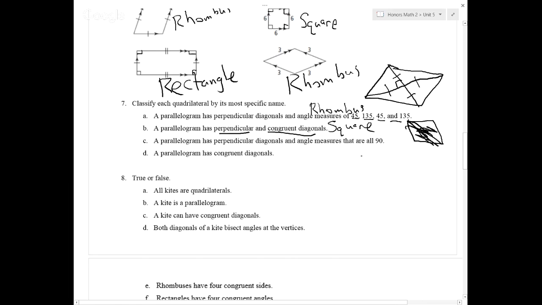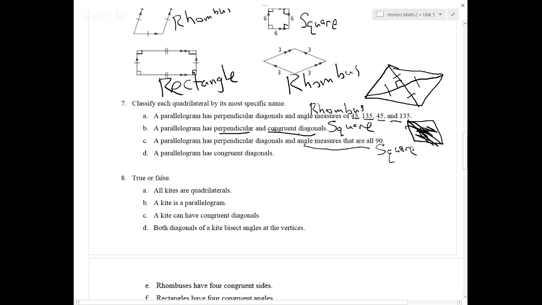A parallelogram with perpendicular diagonals and angle measures that are all 90. That kind of fits to what I set up here with A. This one is going to be a square. Perpendicular diagonals give us rhombus, and 90 degree angles give us a rectangle. Together, that's a square.